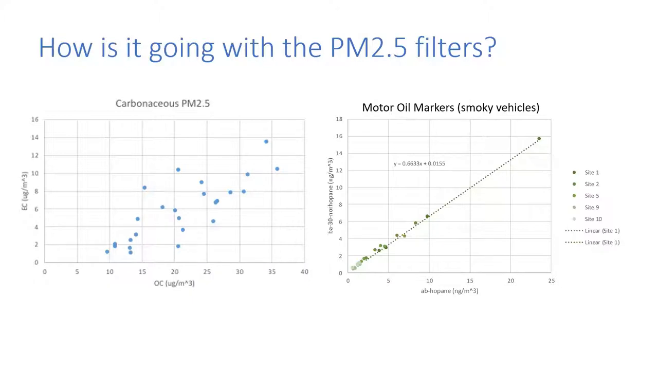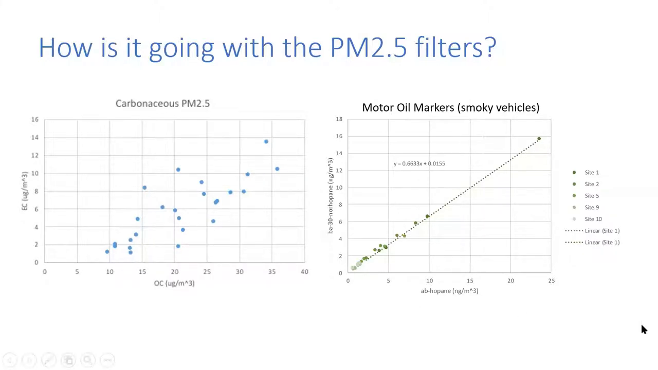I think what was interesting is if you look on the right side, this is in the samples, you can see two organic marker species that typically come from motor oil burning. If you look at a car that's got white smoke coming out the tailpipe, that's usually motor oil burning. So you can see that in these samples, we see a nice correlation between two motor oil markers that looks really interesting. And these are nice high levels. So, next slide.